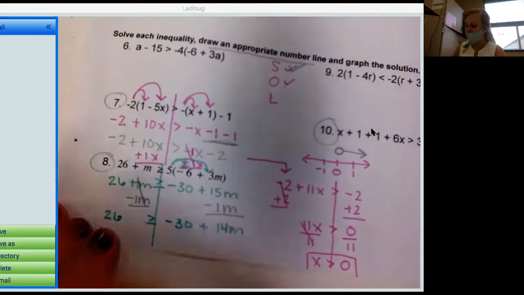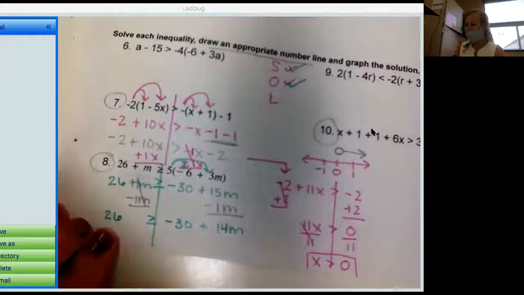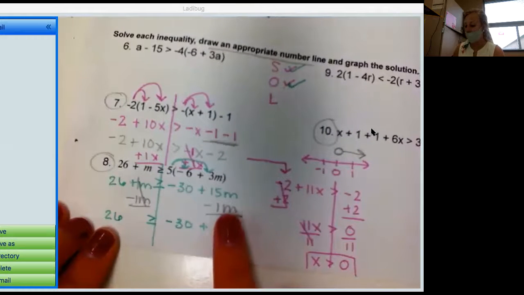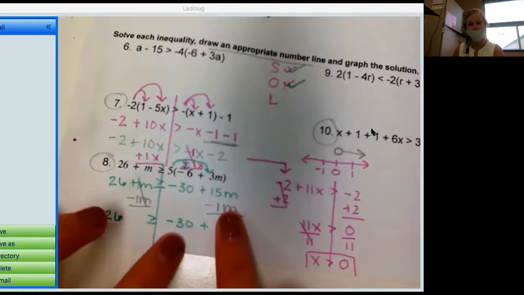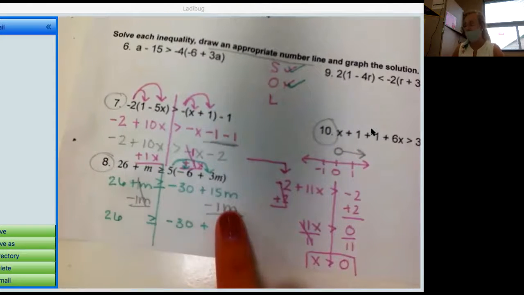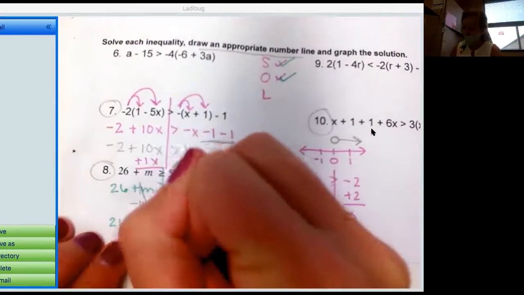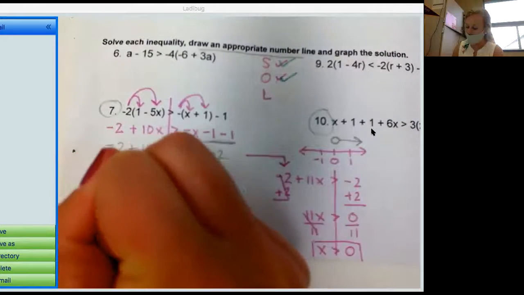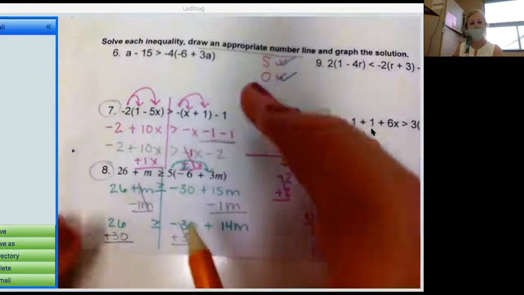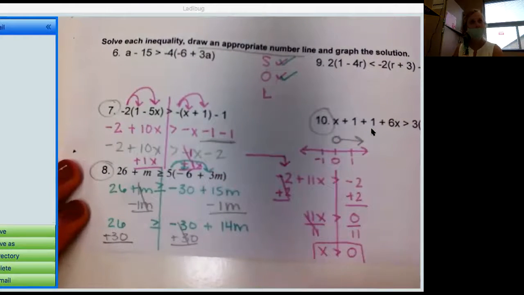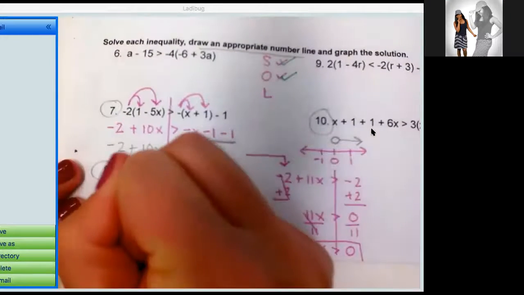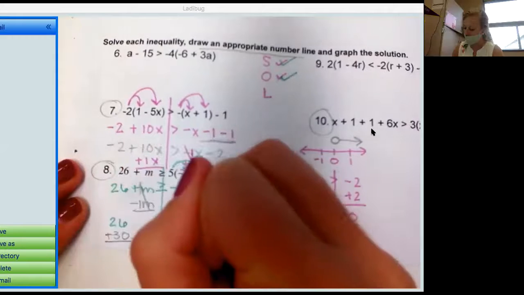All right, so now we're done with the O. Lock in your variable. So I'm going to cover my M. How do I move this -30 over here? Add it. Because we're trying to get M by itself. So whatever's on the same side, we got to move it. What's 26 plus 30? 56. Good. 56 greater than or equal to 14M.